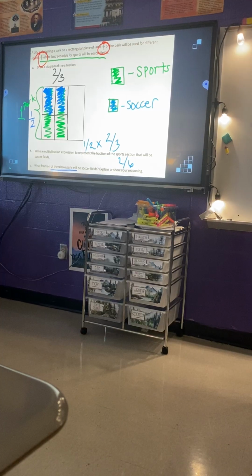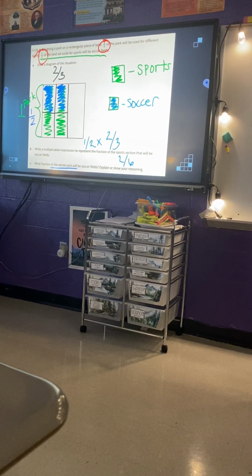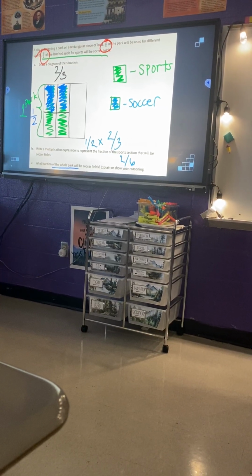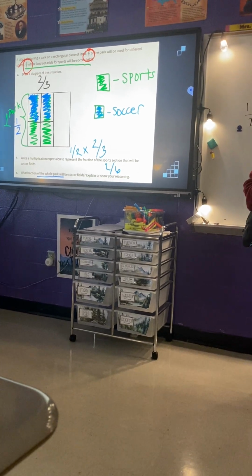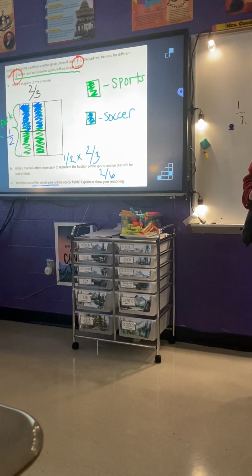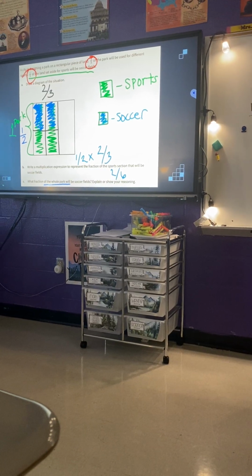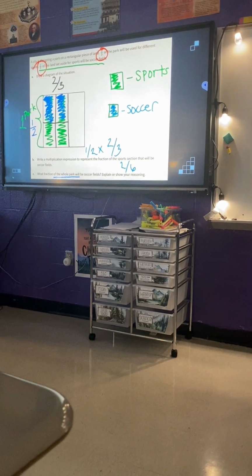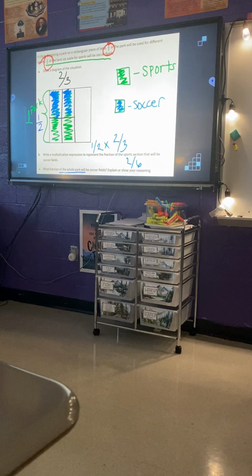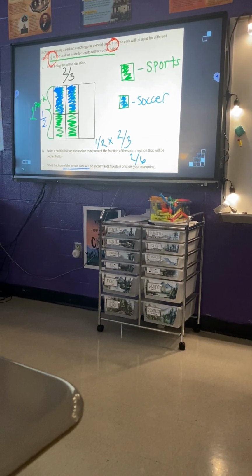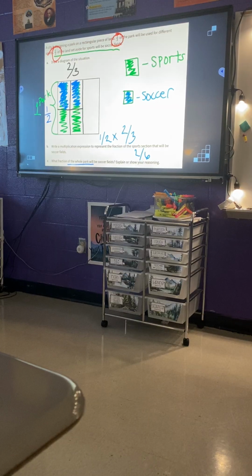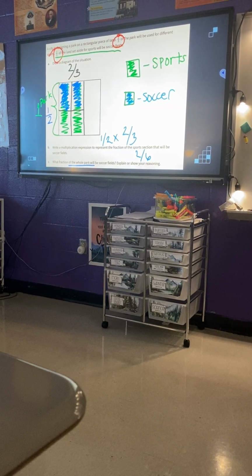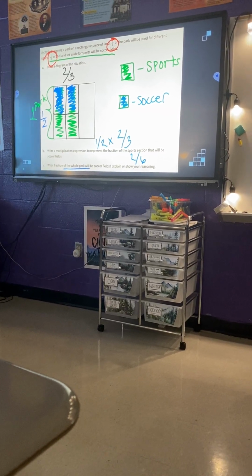If we were doing it another way, wouldn't it just be 3? Nope. Because it's less than a whole, we have to do 3. What fraction of the whole park will be soccer fields? It is 2/6. So you want to put that down there? Yeah, right there.